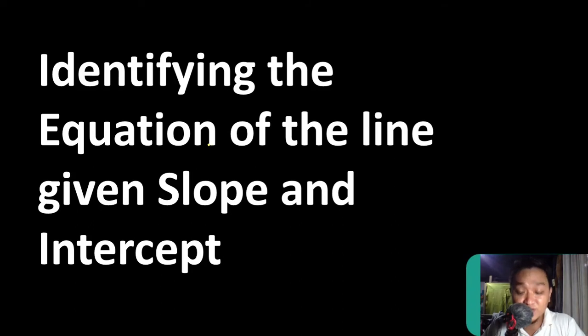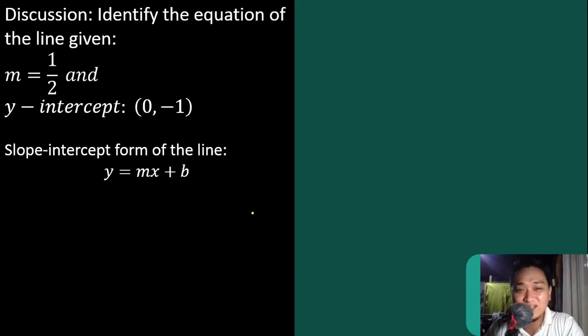Now, our third objective will be, we are going to identify the equation of the line, this time given the slope and the intercept. I think, of all our topics, this is the easiest. So, let us try to identify the equation of the line given the slope. And for this example, first, y-intercept only. So immediately, we could tell the equation of the line using those components. Direct na, slope and y-intercept.